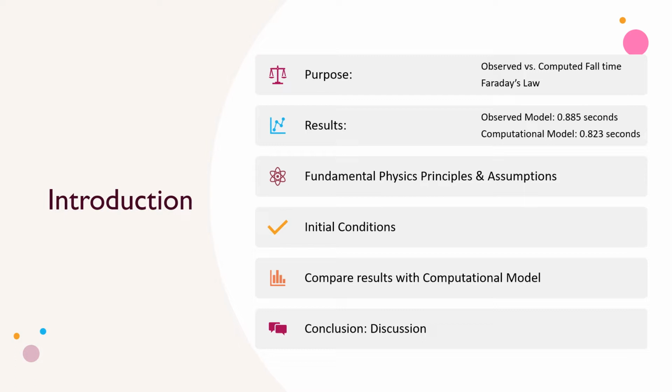The results of this lab were that it takes an average of 0.885 seconds in real life for the magnet to drop through the tube, while the computational model calculated the time to be 0.823 seconds. We'll start by going over the fundamental physics principles, assumptions, and initial conditions we need to know for this lab. Then we'll compare our observed results to the model made through GlowScript, and finally we'll conclude with a brief discussion.